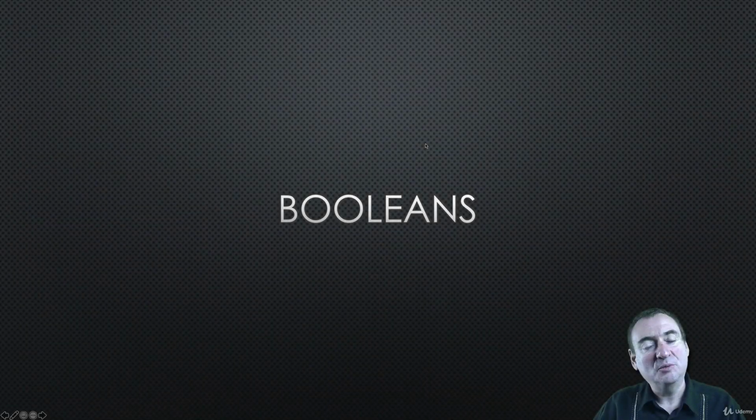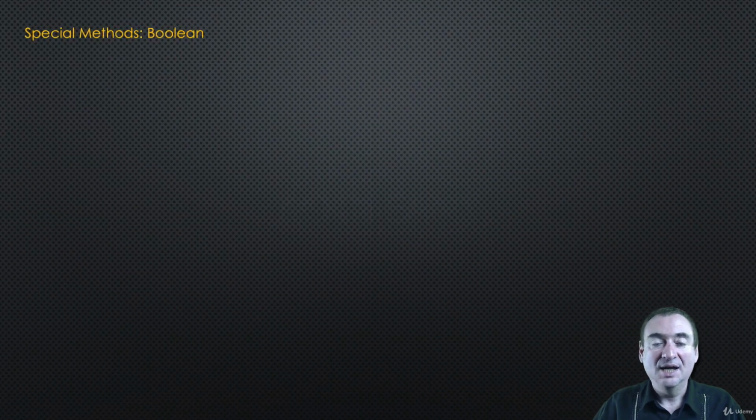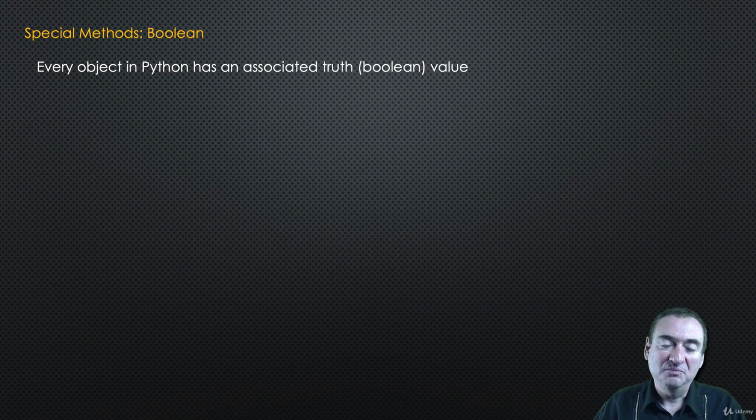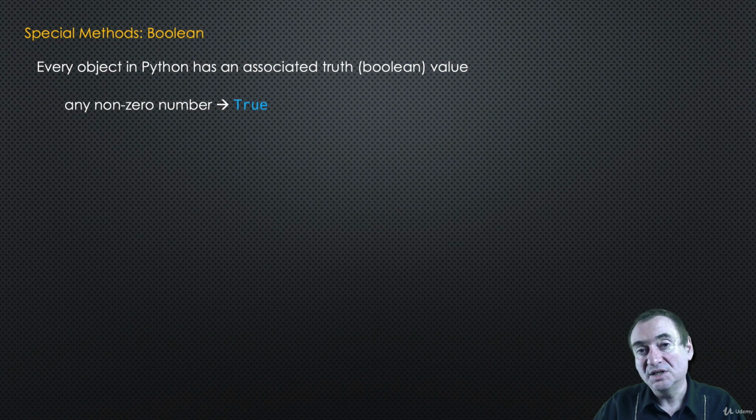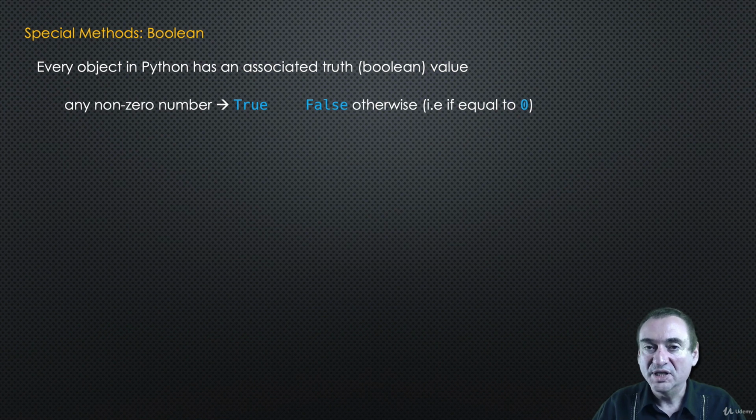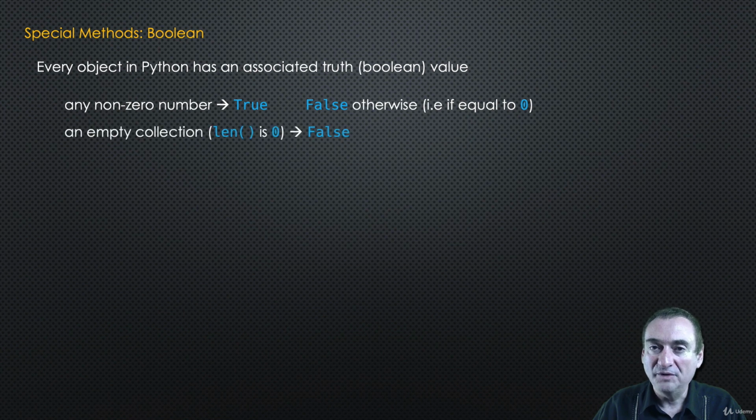Hi, so in this video I want to talk about Booleans. Now we know that every object in Python has an associated truth value, a Boolean associated value. For example, any non-zero number is considered truthy, and otherwise it's false. So basically if it's 0, it's false. Anything else is considered true. So those are the associated Boolean truth values.